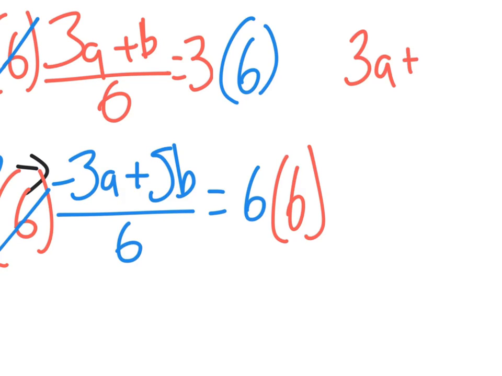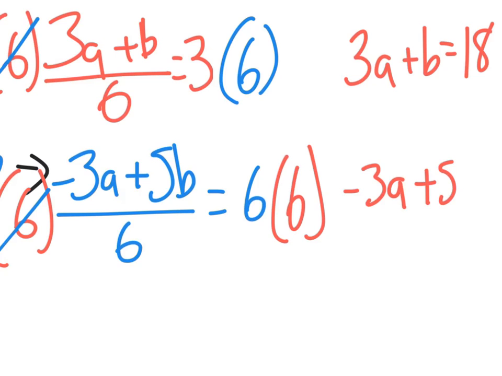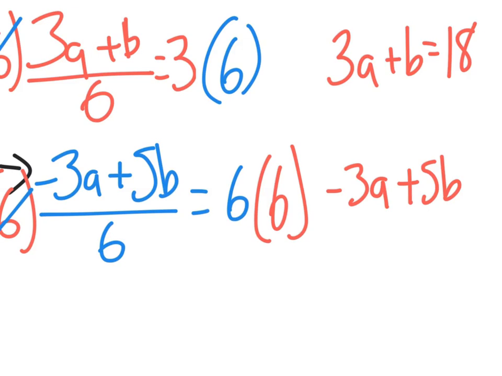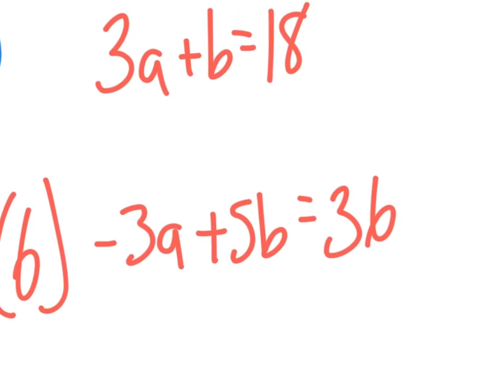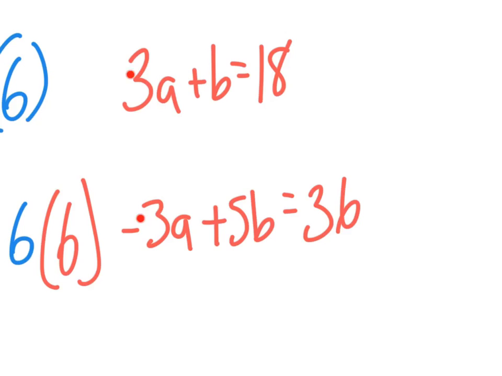3a plus b equals 3 times 6 is 18. Great. And now we've got negative 3a plus 5b, and 6 times 6 is going to give us what? 36. So now this is starting to look a little bit more familiar, right? So when we're looking at it, I see that we've got coefficients that are identical with the different signs. We've got a positive and a negative.